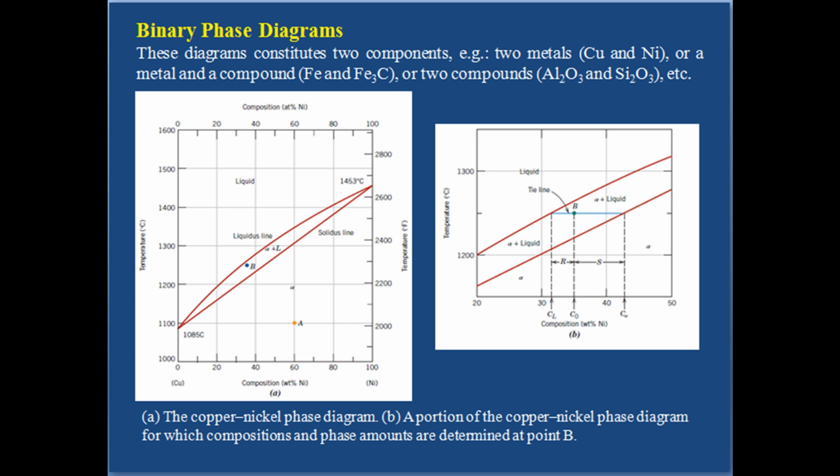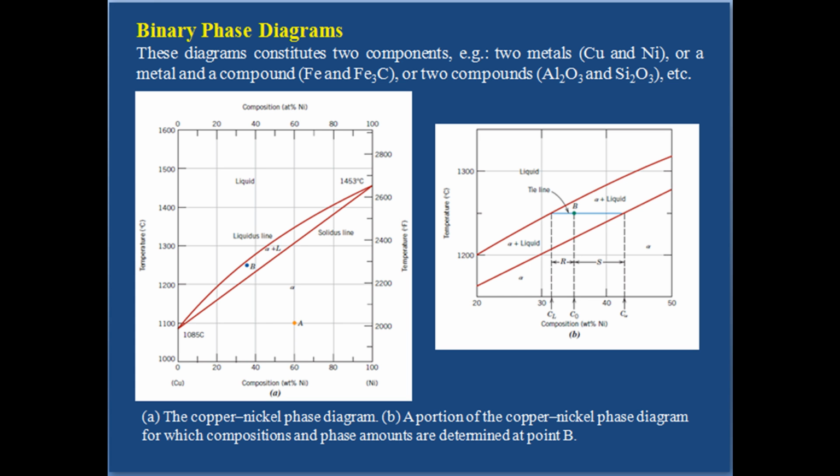Both solid alpha and liquid phases are in equilibrium within this temperature range. For example, upon heating an alloy of composition 50 weight percent nickel, 50 weight percent copper, melting begins at approximately 1280 degrees. The amount of liquid phase continuously increases with temperature until about 1320 degrees, at which point the alloy is completely liquid. This is all about the binary isomorphous system.